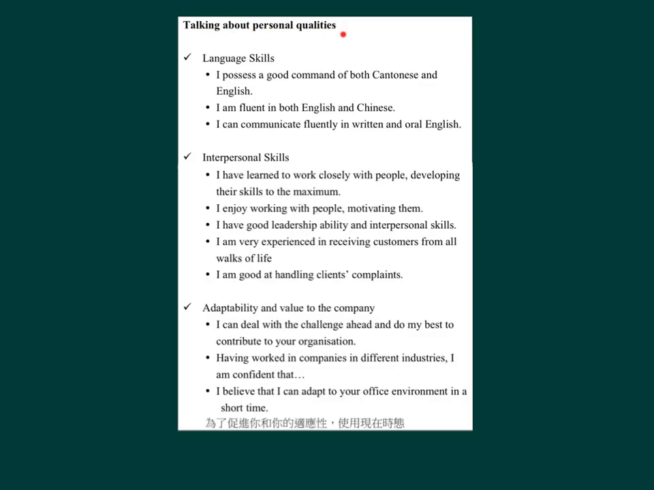Talking about personal qualities. Language skills. I possess a good command of both Cantonese and English. I am fluent in both English and Chinese. I can communicate fluently in written and oral English.